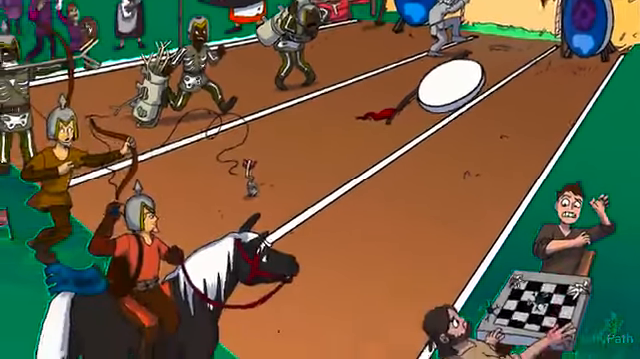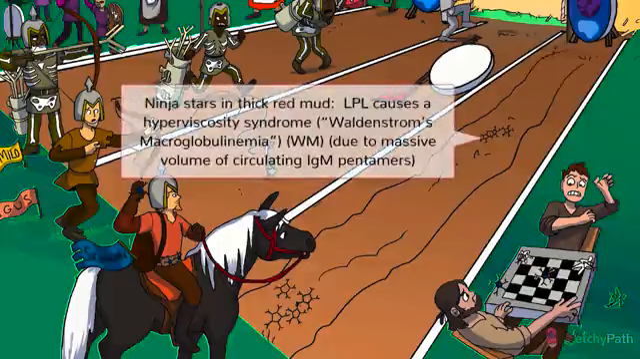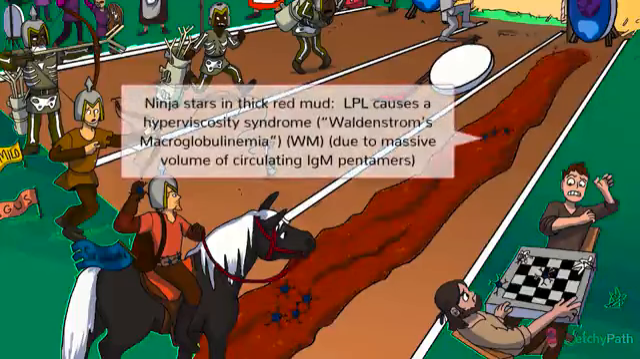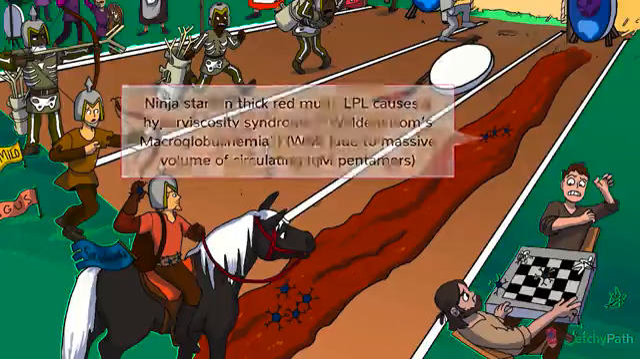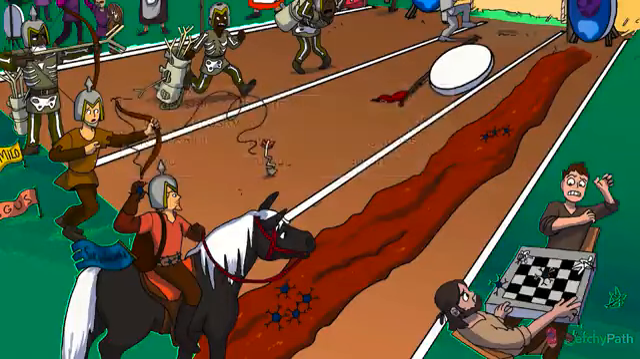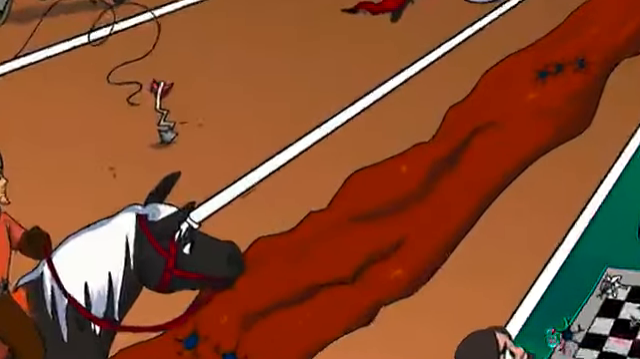IgM forms pentamers, a normal thing. But in the case of lymphoplasmacytic lymphoma, the massive volume of IgM pentamers is enough to significantly increase serum viscosity, resulting in a hyperviscosity syndrome termed Waldenstrom's macroglobulinemia. Just think of the hyperviscous mud that covers Sir Waldenstrom's lane. Unlike multiple myeloma, there's no amyloidosis, no lytic bone lesions, and renal insufficiency is rare. However, hyperviscosity causes a whole new set of problems.